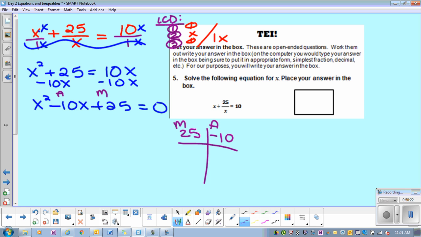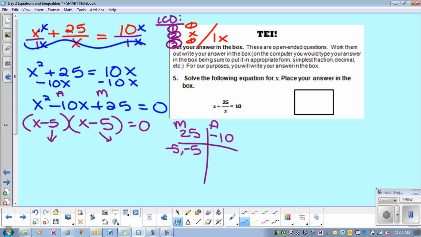It multiplies to give me 25 and adds to give me negative 10. 5 times negative 5. Good. Negative 5 and negative 5. So since this is just a plain old x squared, I could go straight into my double parentheses. Do x minus 5, x minus 5.